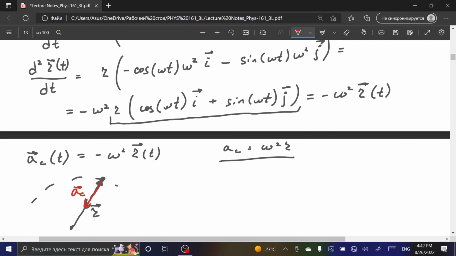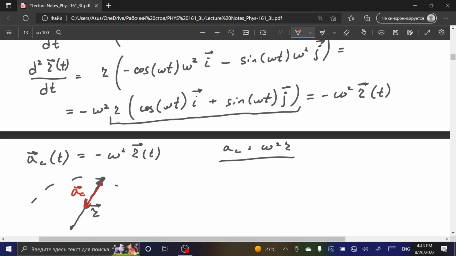So this equation gives us both magnitude and orientation of centripetal acceleration vector in an accurate form, as a result of analytical derivation, when we introduce this concept of angular velocity and represent the radius vector as a function of time with the help of this constant angular velocity.